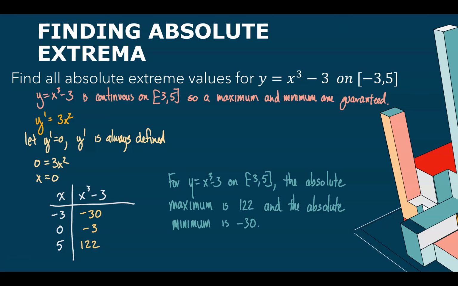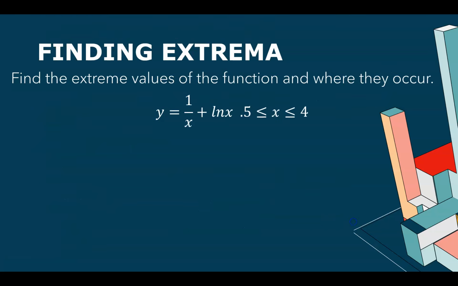But we could have just as easily said the absolute maximum is 122, which occurs at x equals 5, and the absolute minimum is -30, which occurs at x equals -3. You're always allowed to write things that are true on the AP test. Okay. I just recommend not writing extra if you don't have to, some of the time.